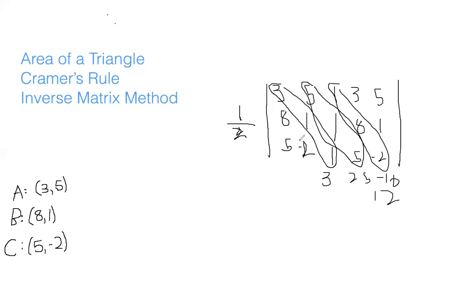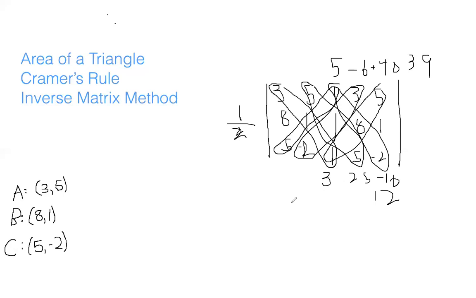And then now you do the top. So now it's 5 times 1 times 1, which is just 5. -2 times 1 times 3, -6. 5 times 8 times 1 is 40. 5 minus 6 is -1, plus 40 is 39.